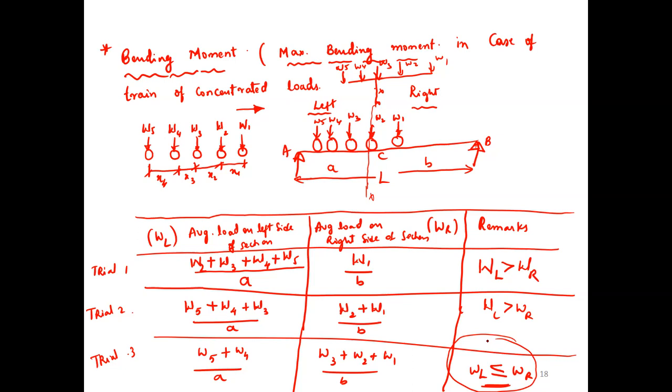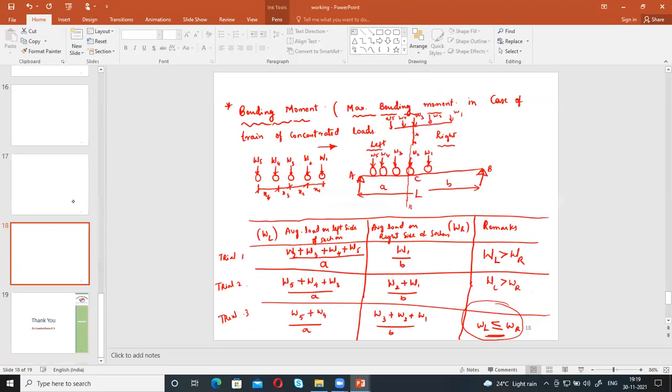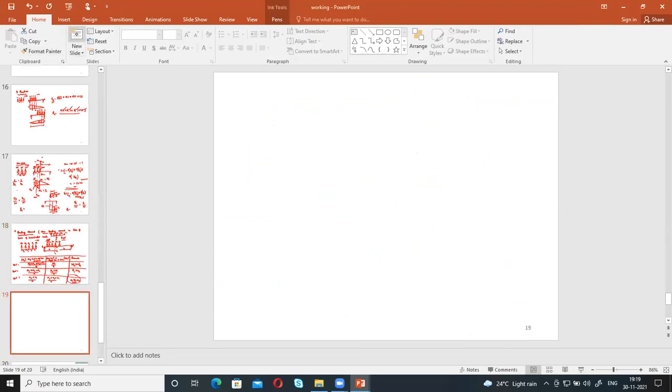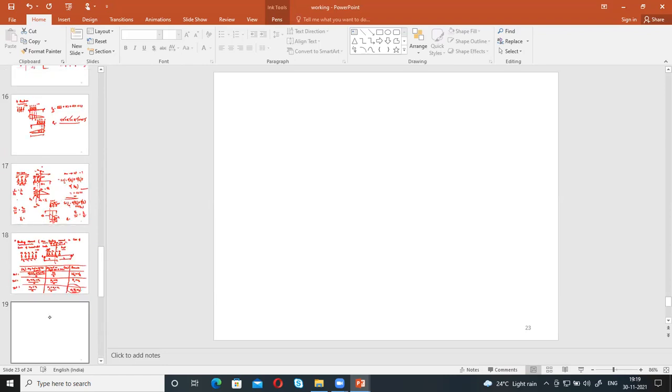See, at this time you are getting a little bit of an idea, but if I give the values, you will get the full idea. So shall I give some values and we will verify at which exact position we get maximum bending moment? Train of concentrated loads. I will give a few examples. I will give a simple problem. Try to understand this concept. This is a very, very important concept.